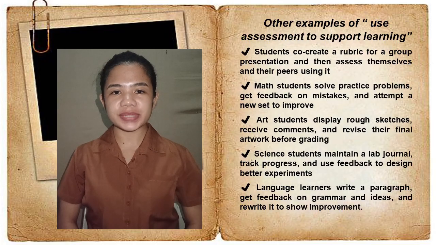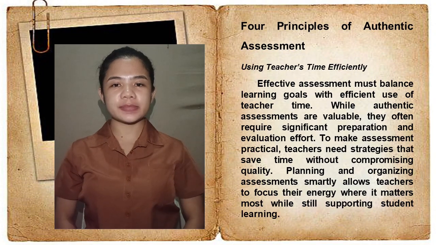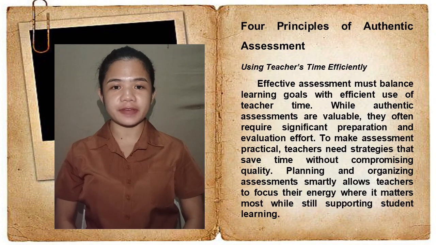Fourth, science students maintain a lab journal, track progress, and use feedback to design better experiments. And the last one, language learners write a paragraph, get feedback on grammar and ideas, and rewrite it to show improvement. And the fourth principle is using teachers' time efficiently.